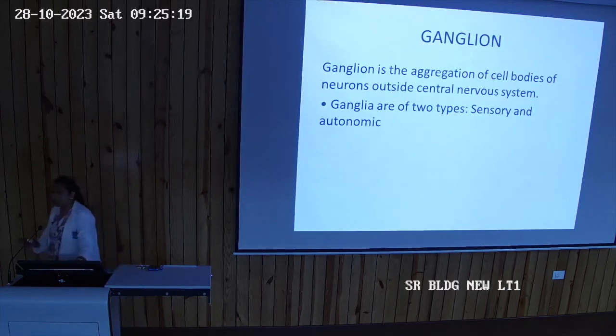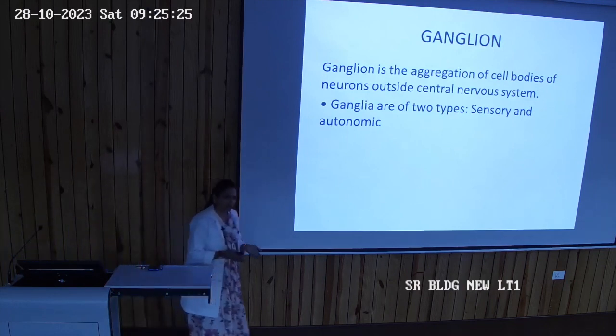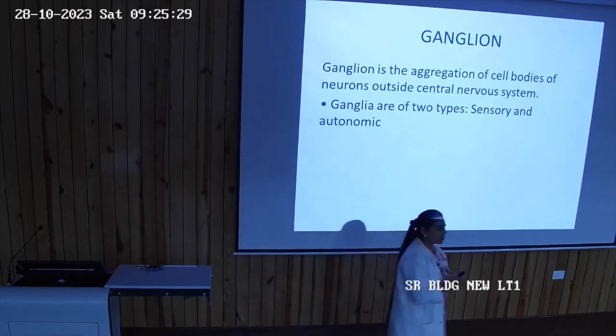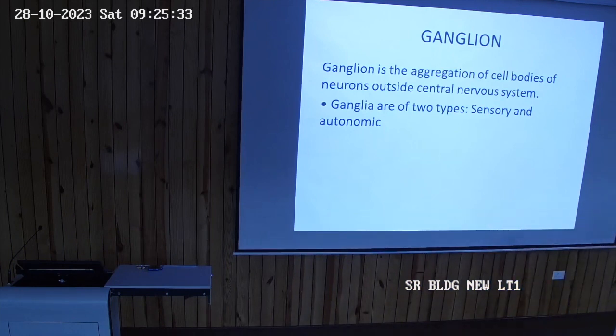Now, as we move to the other part, we have some terminologies which are a little confusing. In the central nervous system, the collection of cell bodies is known as nucleus. And in the peripheral nervous system, the collection of the cell bodies of the neurons is known as ganglia. In the central nervous system, these cell bodies are present in the gray matter.